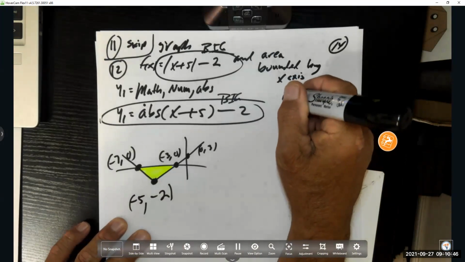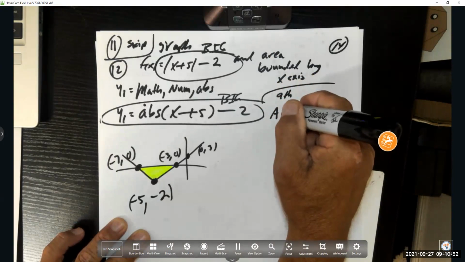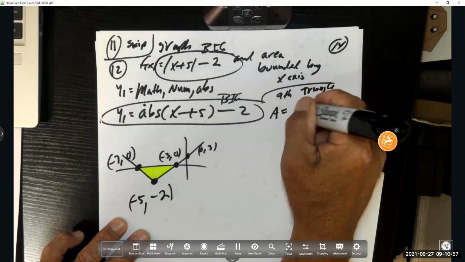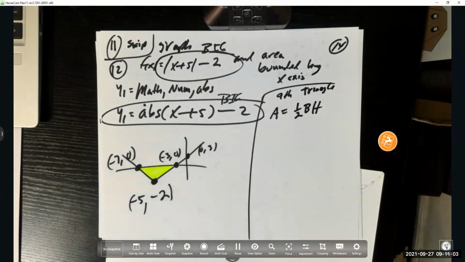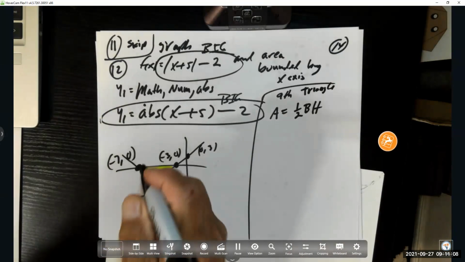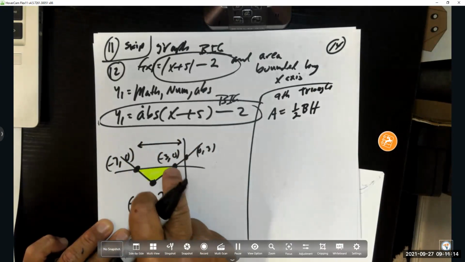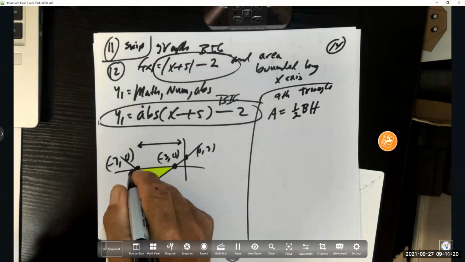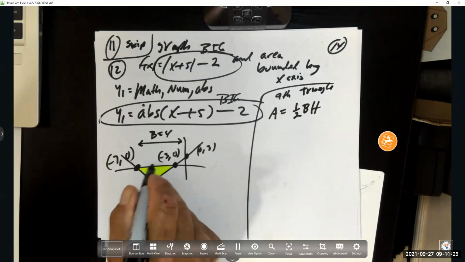We did this in high school land somewhere, or 9th grade. The area of a triangle is 1/2 of the base times the height. Remember this formula? The base is really going to be from right here to right here. How far is it from -3 to -7? How many spaces do you have to go from -3 to get to -7? 4. You go 1, 2, 3, 4, you're at -7.